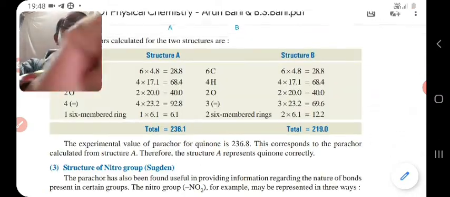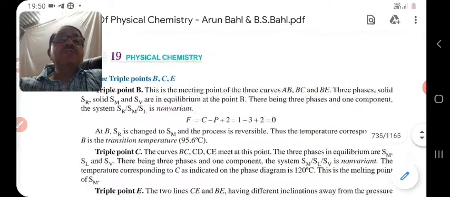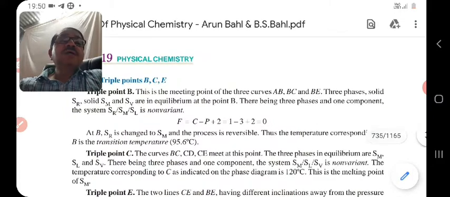Now after the different curves, there is another point, that is the triple points. Here in the sulfur system, the triple points are B, C and E. Now let us see the triple point B. This is the meeting point of three curves AB, BC and BE. These three curves meet at point B.